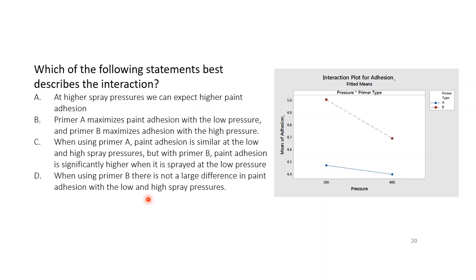Or, when using primer B, there is not a large difference in the paint adhesion with the low and high spray pressures. Okay, so do you have an answer? Check the answer in the next lesson.